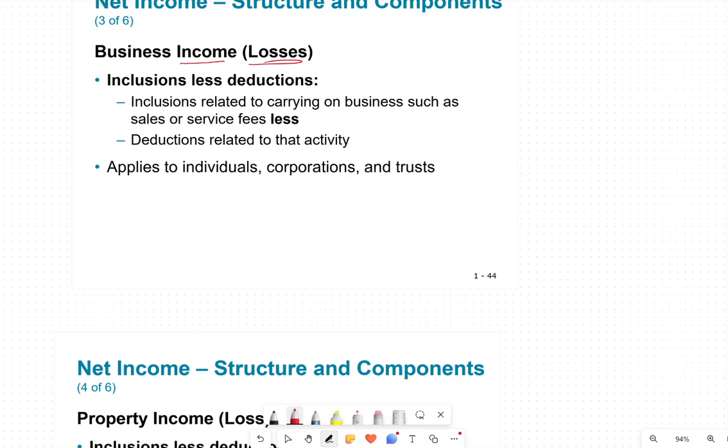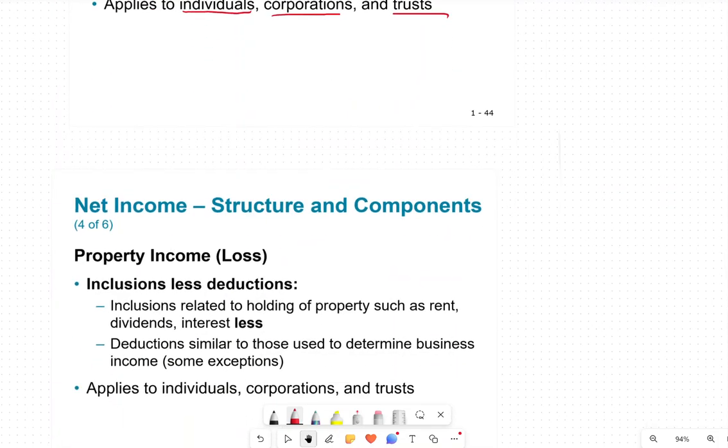If you carry a business, such as you're going to have a sale on a product or a service, minus whatever the expenses you have. So when you do that, you have a business income or a business loss. So either you have an income or you could have a loss. Applies to individuals, corporations, and trusts.